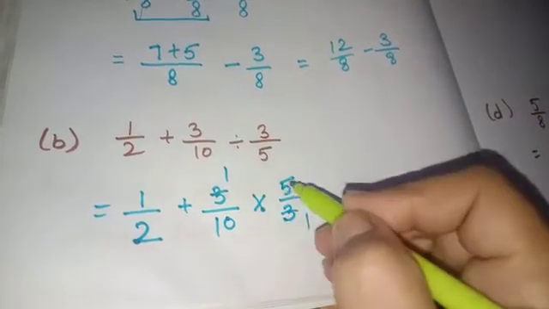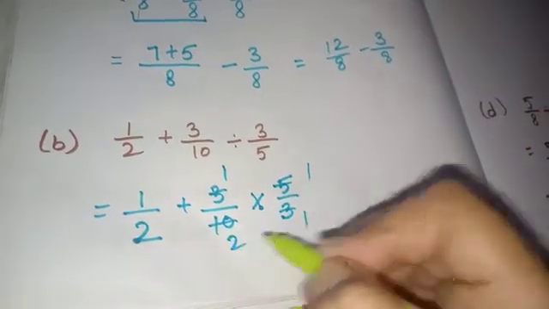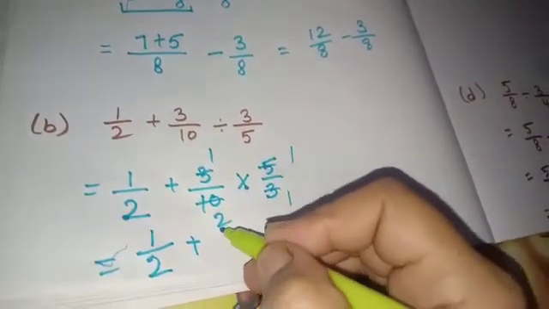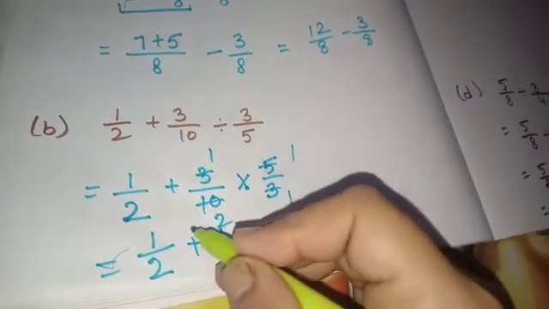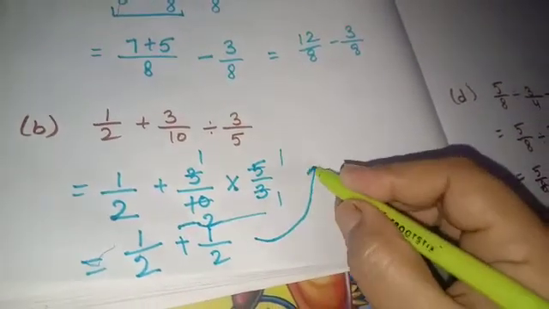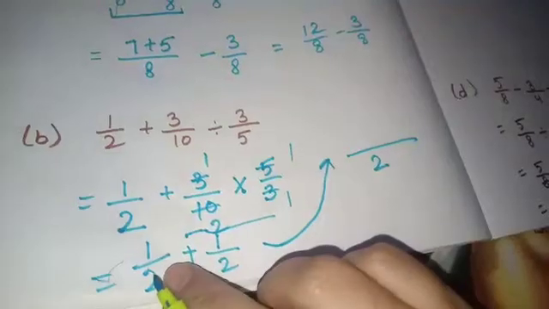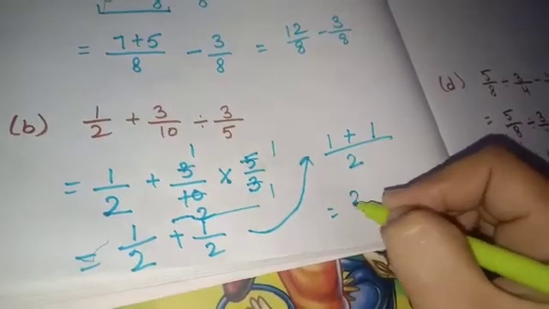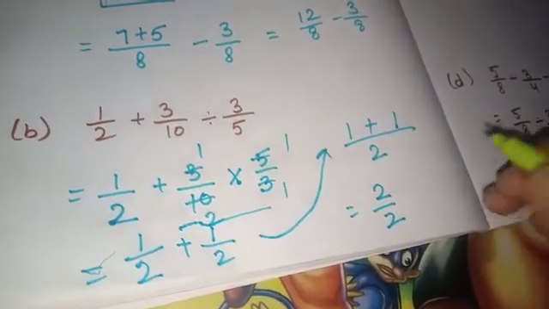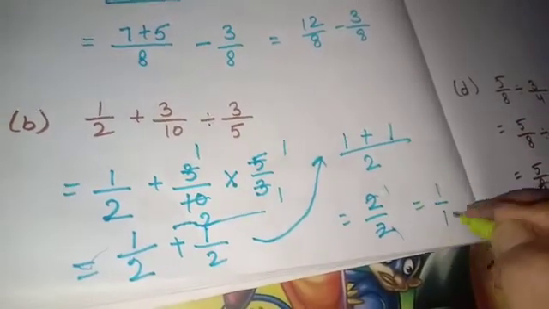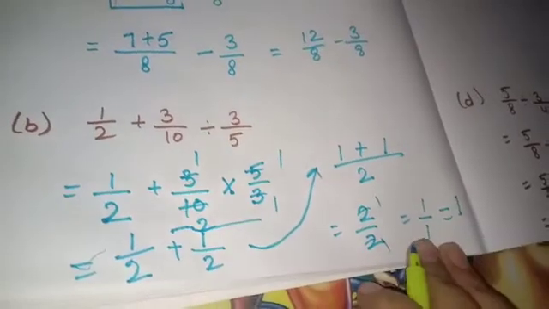3 ones are 3, ones are 5 ones are 5, twos are 2. Okay. After that, what will we get? 1 by 2 will remain as it is, plus 1 ones are 1, 2 ones are 2. Here we will have 1 by 2 plus 1 by 2. Now 2 and 2 having LCM 2, 2 divides 2, it's 1, 1 ones are 1. In the same way, the numerator will be this. Answer will be 2 by 2, which can be cancelled. So 2 cancel with 2. Answer will be 1 by 1, which is equal to 1. This is the second part of the question.